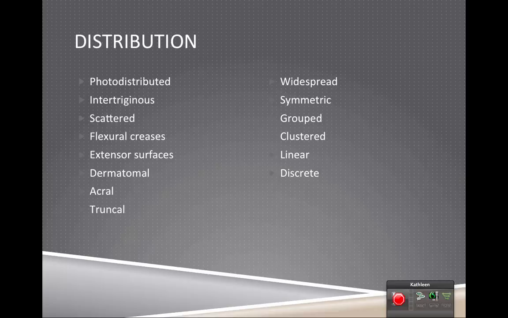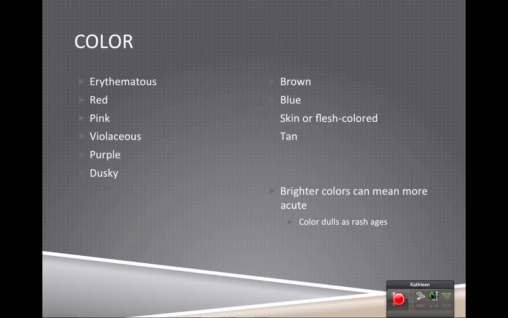A rash can be widespread. Is the rash widespread? Is it symmetric? Is it grouped, clustered, or is the rash linear or discrete? And a discrete rash is areas separated by normal skin. Color is erythematous, red, pink, violaceous, purple, dusky, brown, blue, skin, flesh-colored, tan. Brighter colors for a rash can mean more acute, as the color dulls as the rash ages.